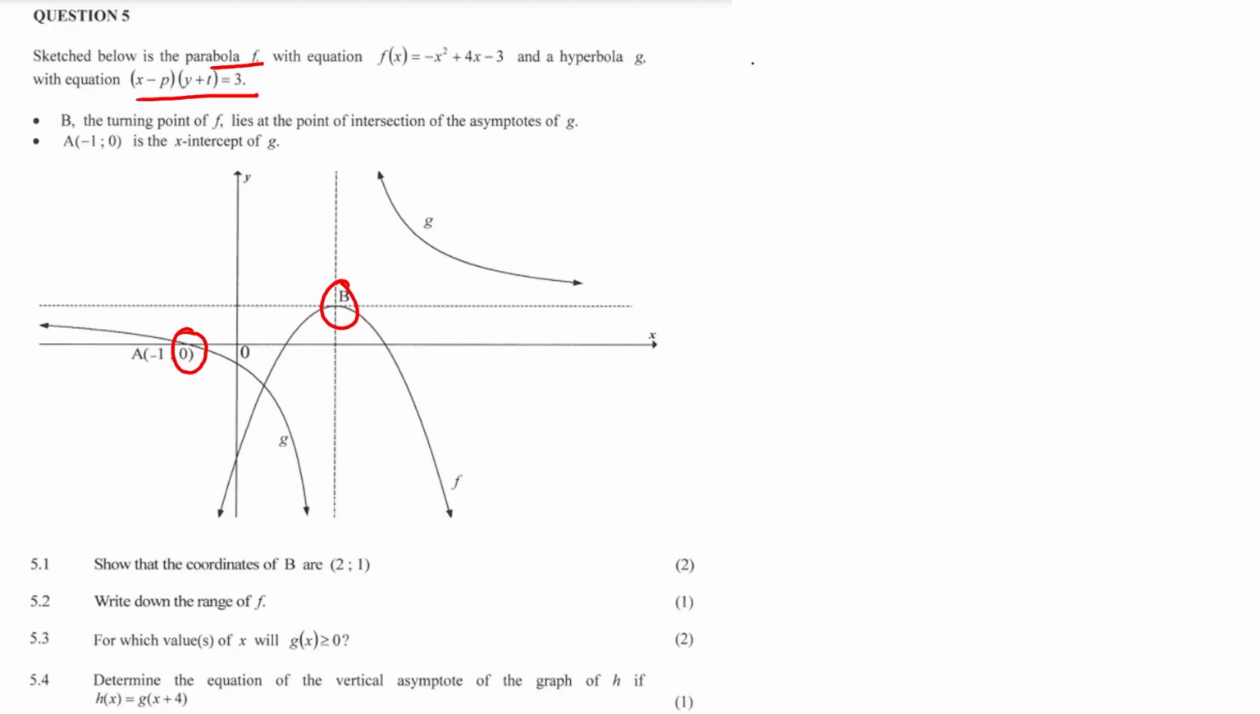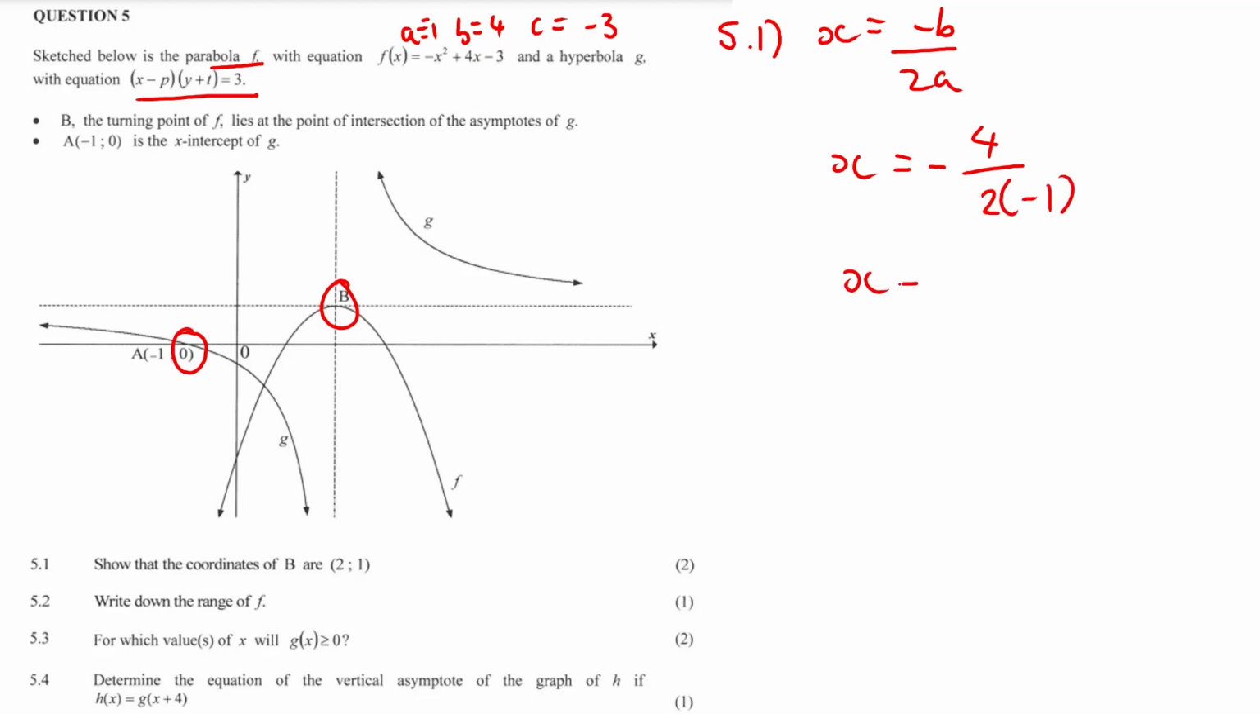So look, to calculate a turning point, we use this equation. So this is question 5.1. x is equal to minus b over 2a. And if we sub in our values, a is equal to -1, b is equal to 4, and c is equal to -3, even though we're not going to use it just yet. So that's going to be -4 over 2 times -1. Sorry, a is equal to -1. Therefore, x equals 2.